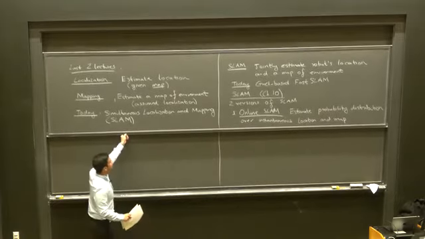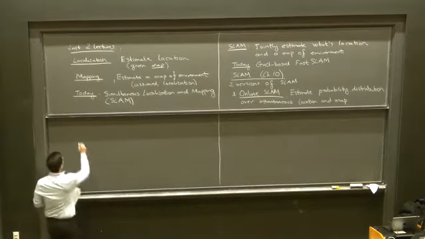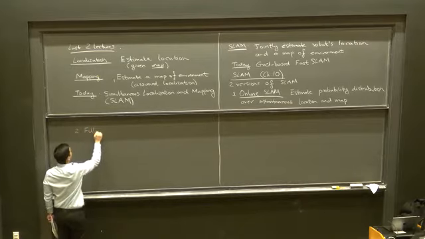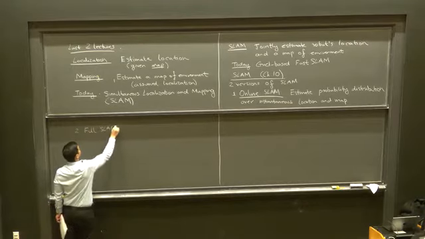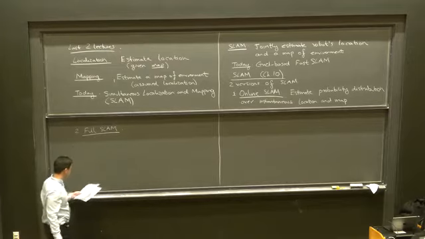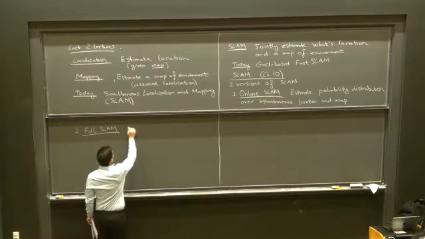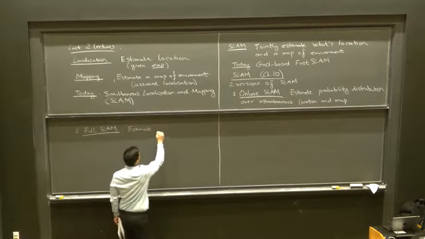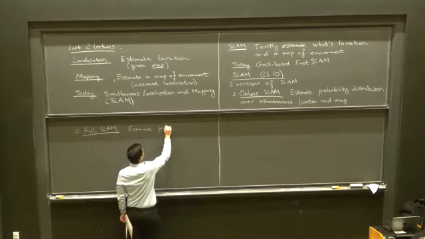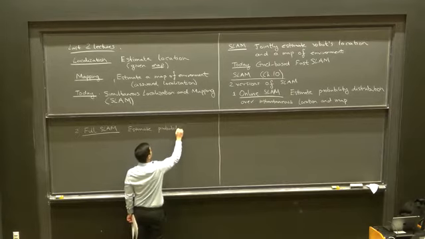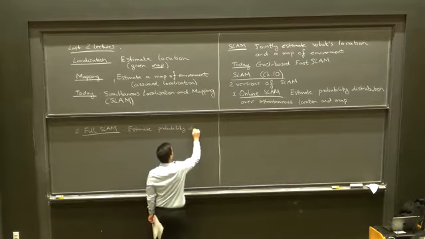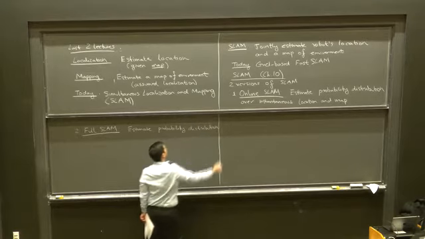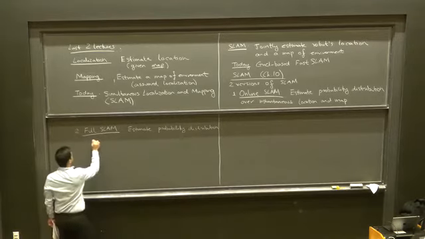This is in contrast to the other version of the problem, which goes by the name of full SLAM, where the goal is to estimate, again, some probability distribution over the entire trajectory.